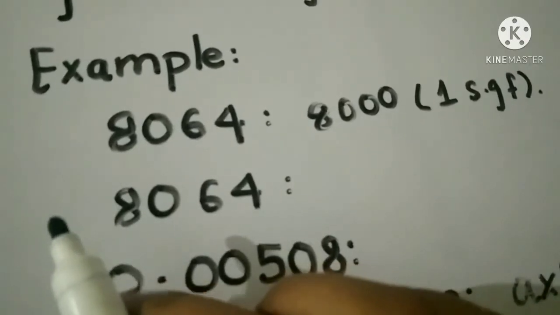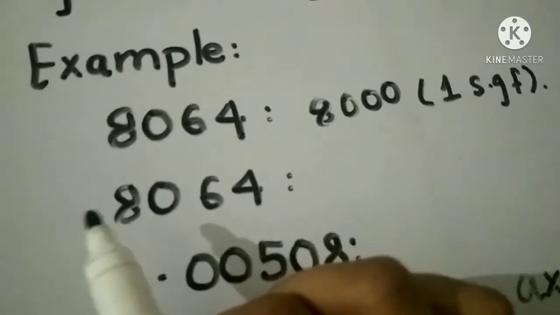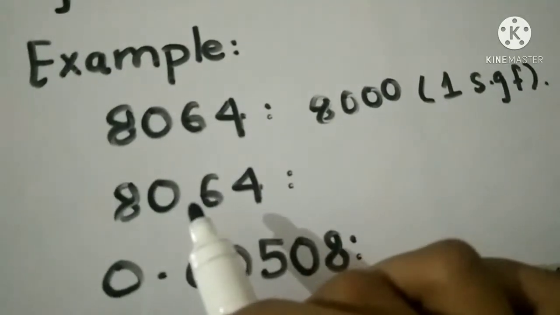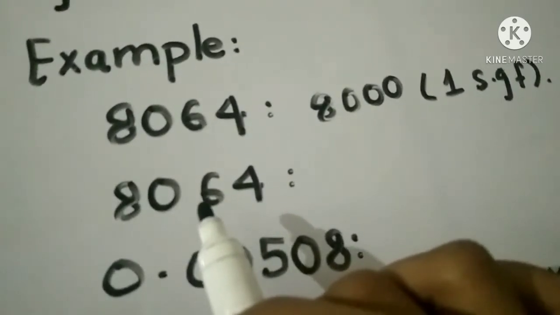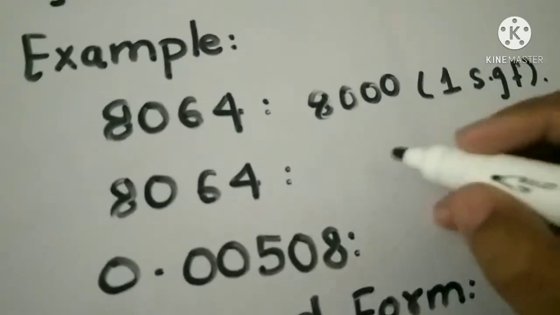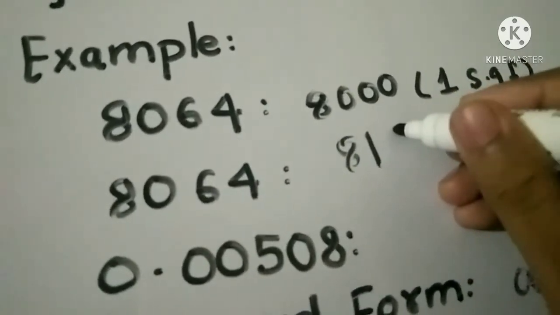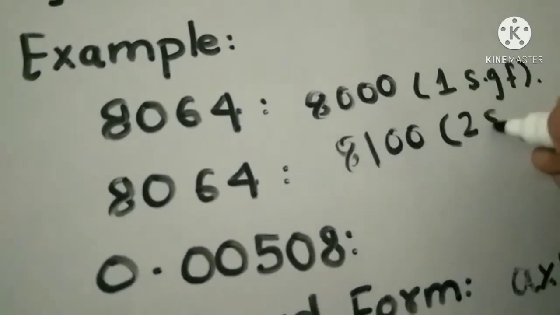8064 for two significant figures. Again, check it from the left side and count the non-zero numbers: 1, 2. We will check the third number. It is more than 5, so it will become 8100 for two significant figures.